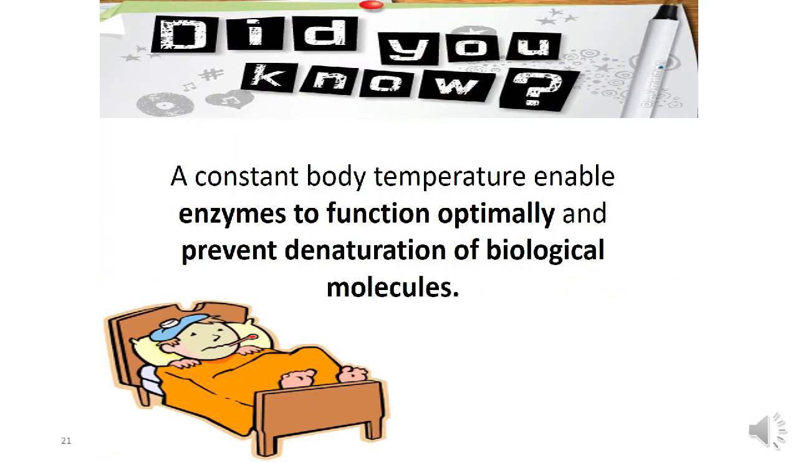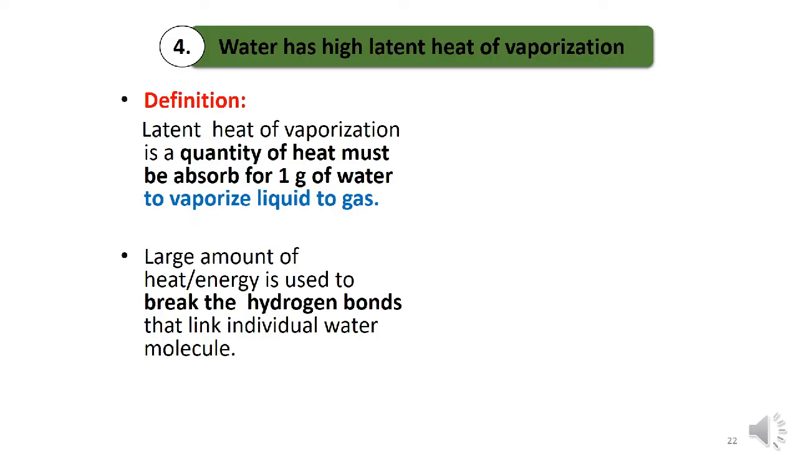Since water has high specific heat capacity, the constant body temperature enables the enzymes to function optimally and prevents denaturation of the biological molecules. In specific, we are talking about the enzymes here. For the fourth property of water, water has a high latent heat of vaporization, which can be defined as a quantity of heat which must be absorbed for 1 gram of water to vaporize from liquid to gas.